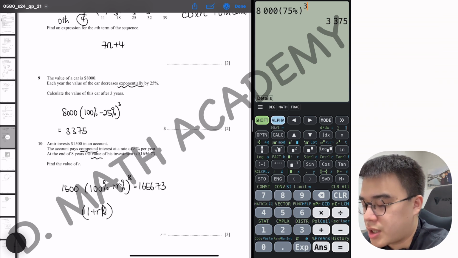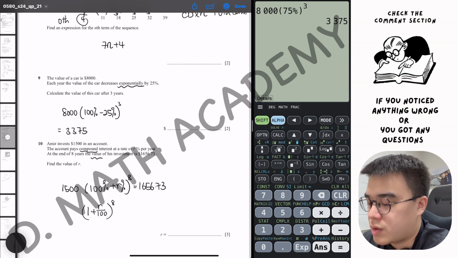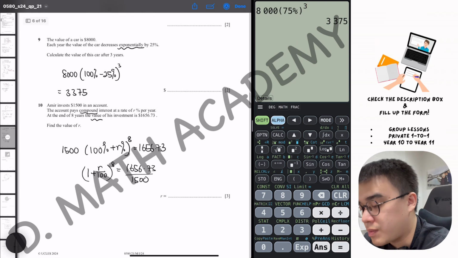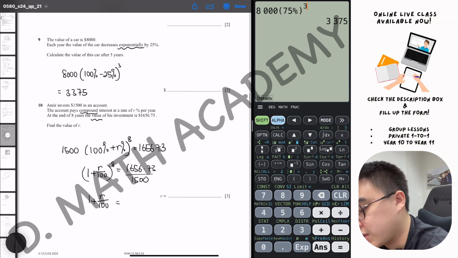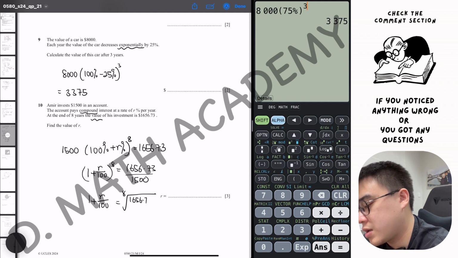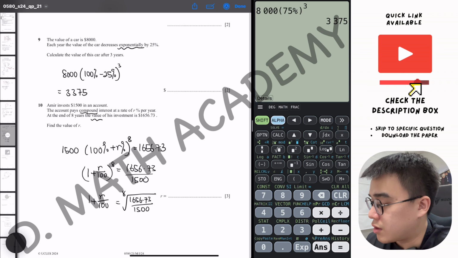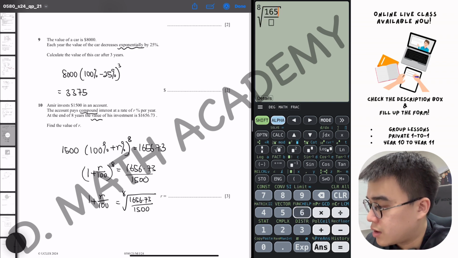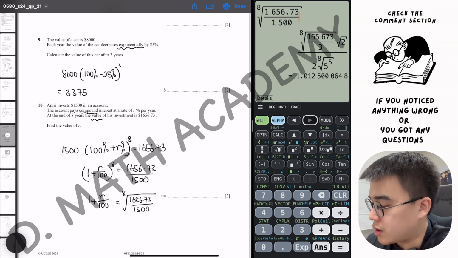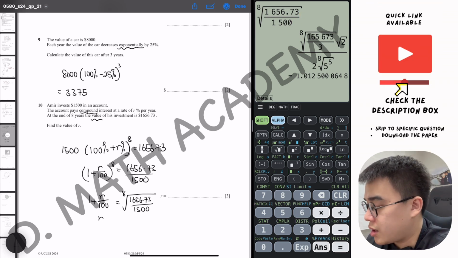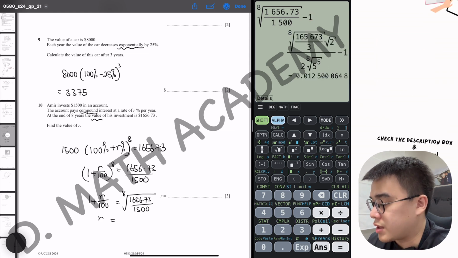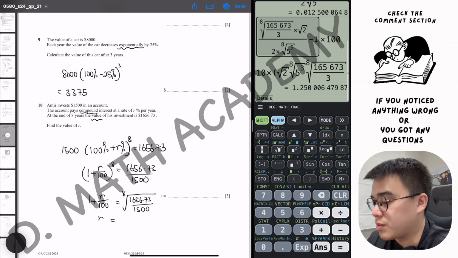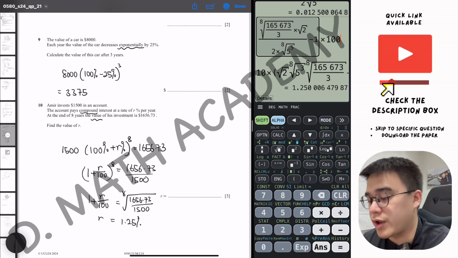Okay, so if you don't want the percentage there, you can also change it into 100 with the 1656.73 divided by 1500. So from here, when you want to make r the subject, what's going to happen now is a root of 8. And then when you adjust it accordingly, okay, you have to minus it by 1. And then this entire result here, you need to multiply it by 100 to get your final answer as 1.25% after all the rearrangement.